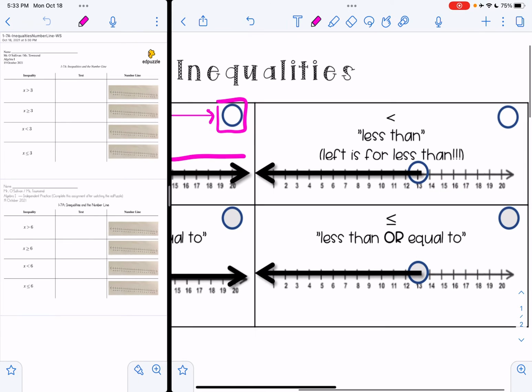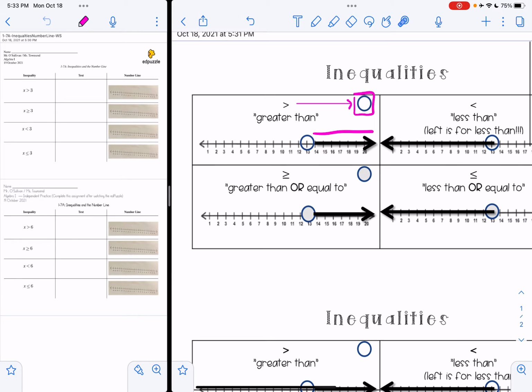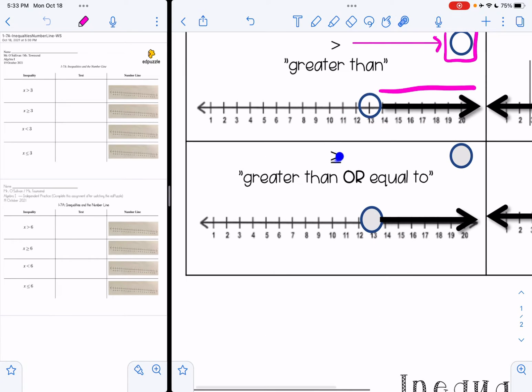If I look here, I have the less than sign. And if I look, it's pointing in this direction, so I'm going to shade in this direction. And again, it's an open circle. Now, the greater than or equal to sign. This simply means greater than or equal to. So I still shade in the direction that it's pointing, and this time my circle will be shaded closed.